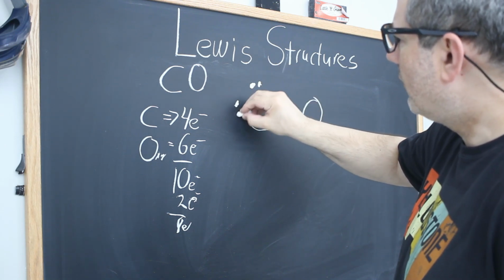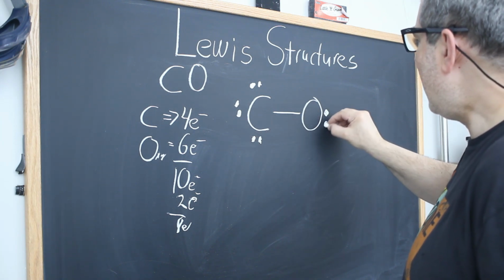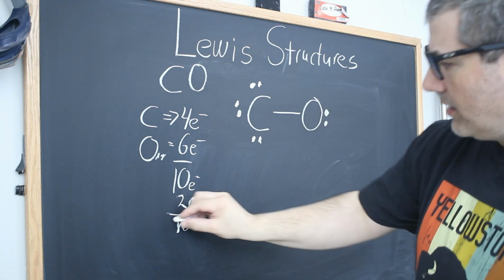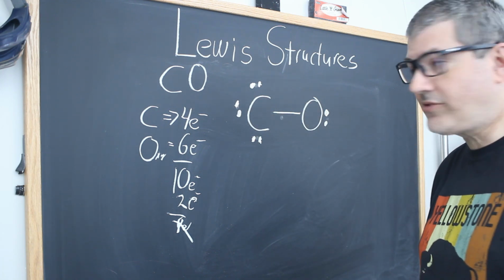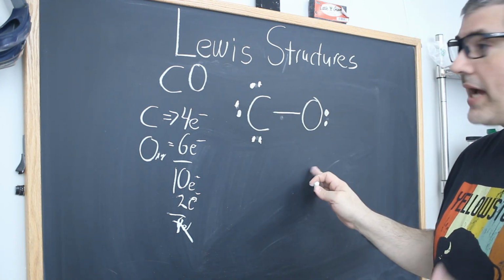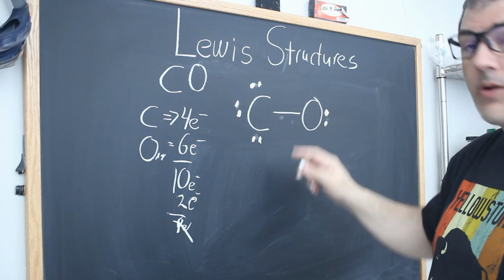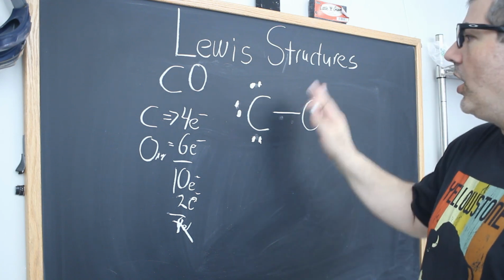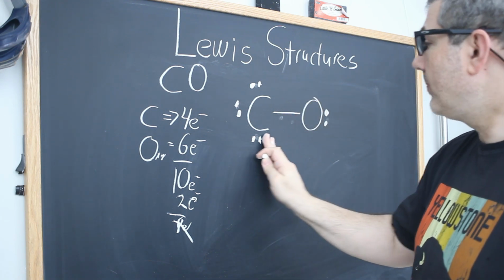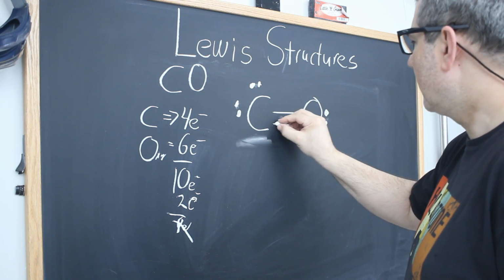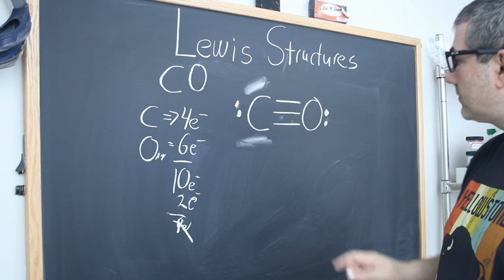2, 4, 6, 8. So 2, 4, 6, 8, 10. We've used all of our electrons. Now, this is not correct. 2, 4, 6, 8. Carbon obeys the octet rule, 2, 4. Oxygen does not. What we'll find, we could go back and forth moving these lone pairs, but what we really need is a double bond, then a triple bond.